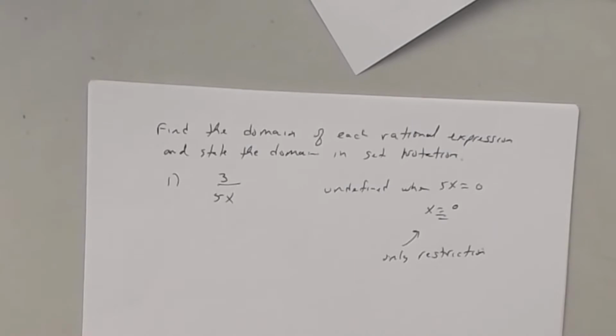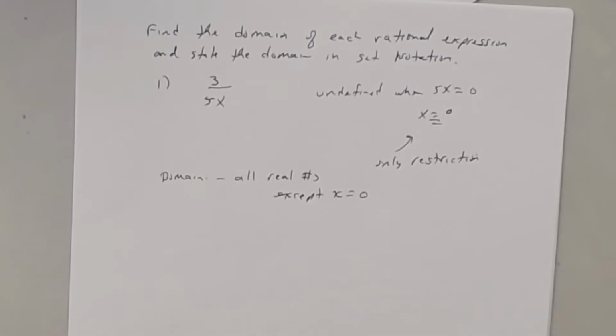So in words, the domain would be this. In words, the domain would be all real numbers except x equal what? 0. That would be the domain. All real numbers except x equals 0. That's what you would say in words. I can use any other number for x.